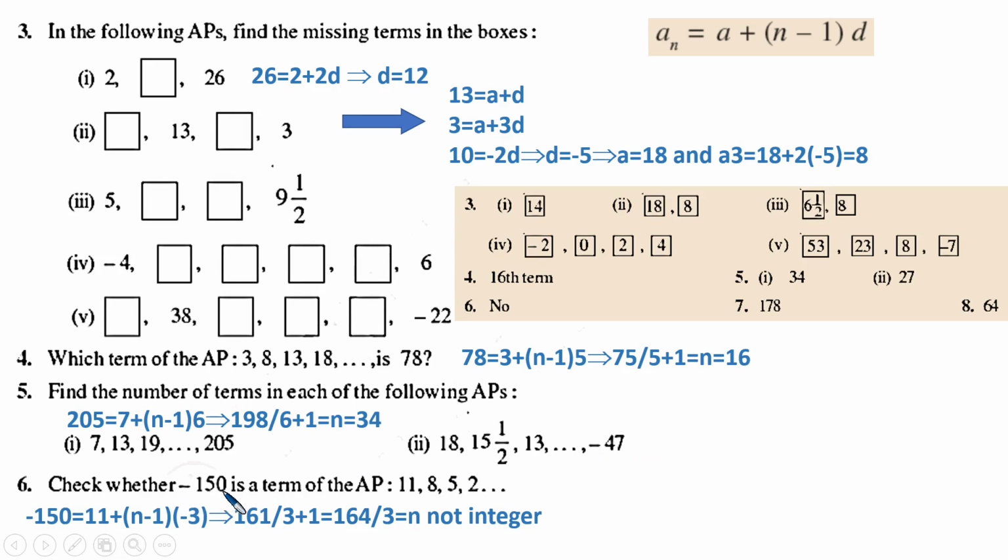Check whether minus 150 is a term of the arithmetic progression. This is reducing. So definitely it will go to the negative side. So is minus 150 one of the terms? So how do I find out? This minus 150 is the thing which is given to you, an. That is, 11 is the first term, n minus 1, and the difference is minus 3 because it's reducing. That implies now you have one equation, one unknown. So again you can easily find. Just go through this and you will find that n is 164 by 3, which is not an integer. So this term does not exist. n has to be an integer.